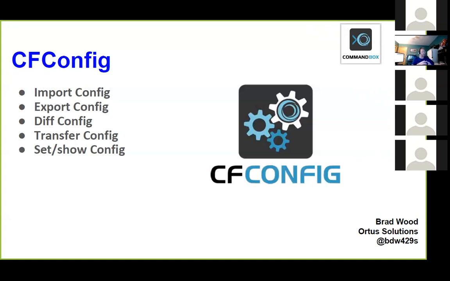These are things like data sources, mail servers. This kind of stuff, you want to be able to share that as well with your coworkers. And this is where CFConfig comes in. This allows you to import configuration into a server, to export configuration out of a server, to run diffs on two different servers, or maybe a server and a JSON file, or two different JSON files, to see what's different. Transfer configuration from point A to point B, which is really the same as import and export. And also just view the configuration on a server holistically or individually, and set the configuration into a server, right?